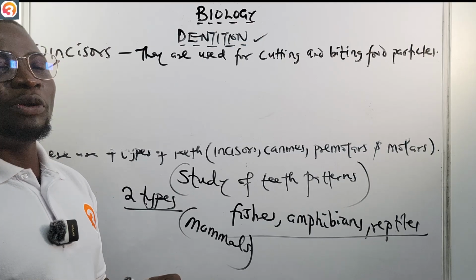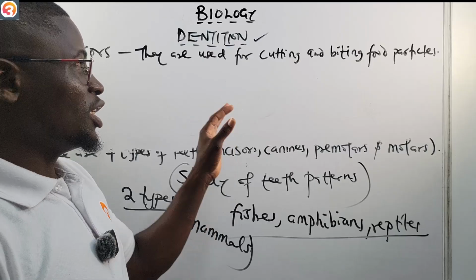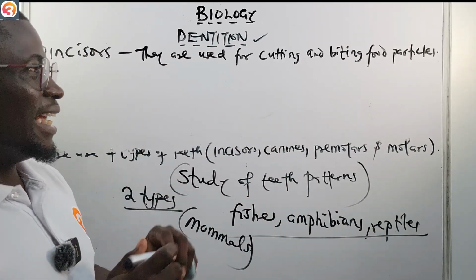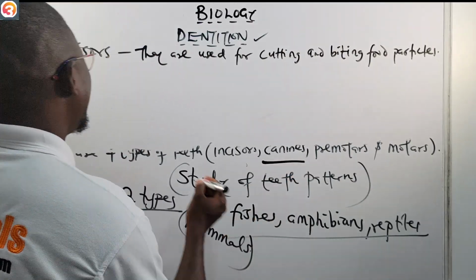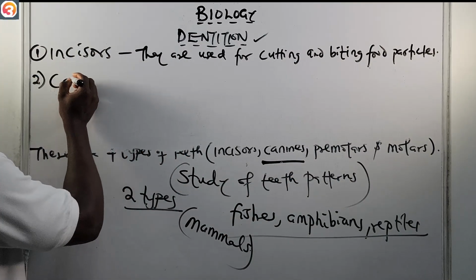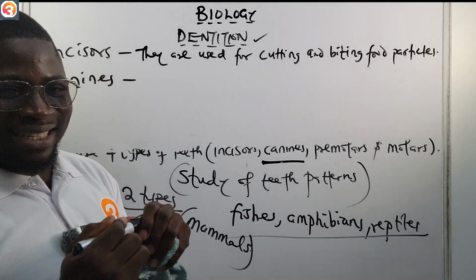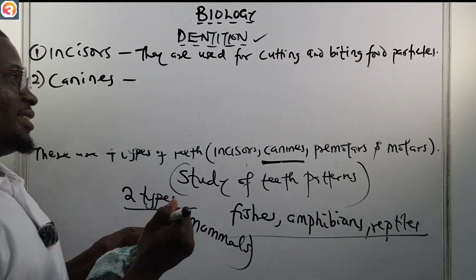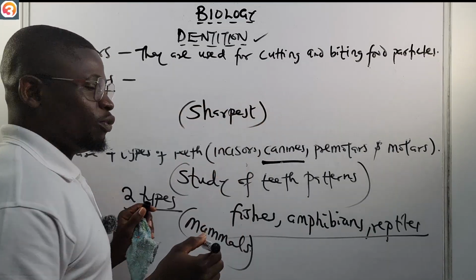But okay, maybe you will not know that they are called incisors. The function of the incisors is to cut and to bite food particles. Then after this, we now have the next type of teeth, which is the canines. Number 2, the canines. These canines are the sharpest among the types of teeth that we have.